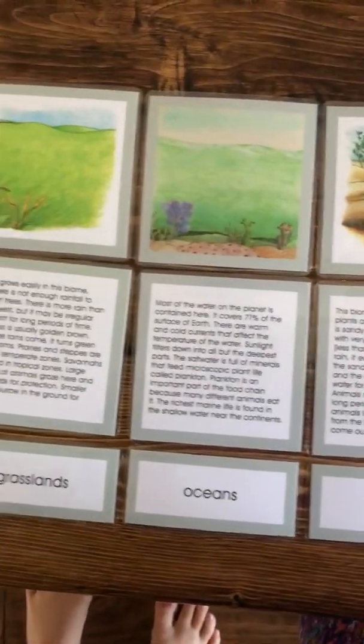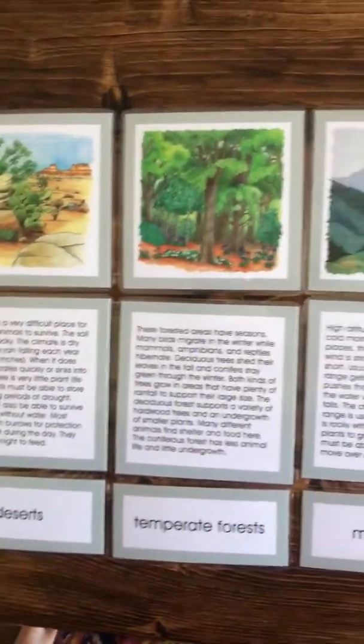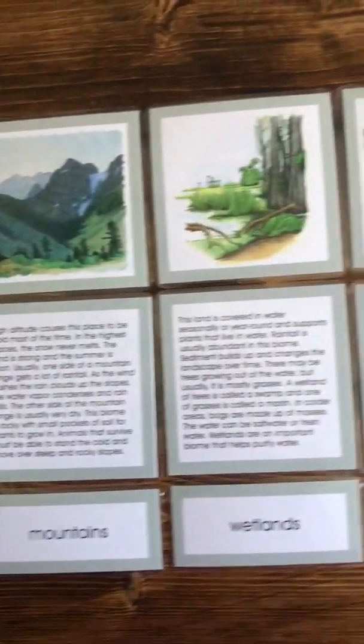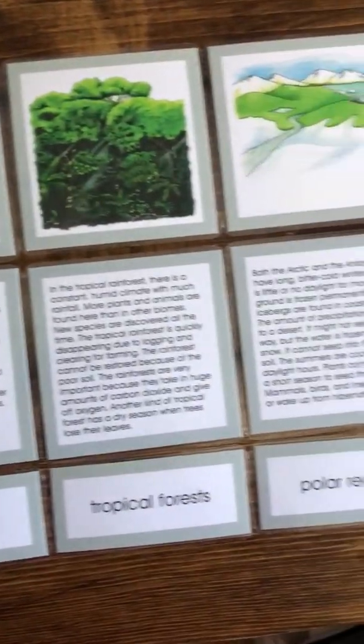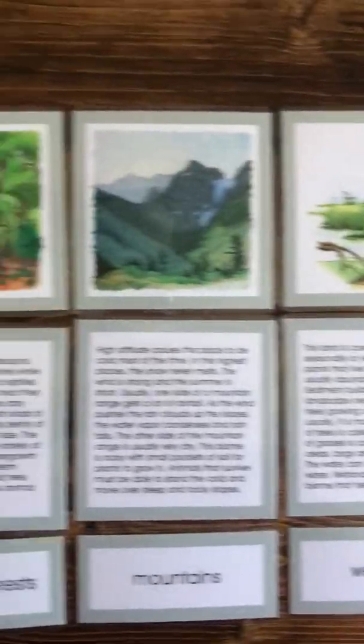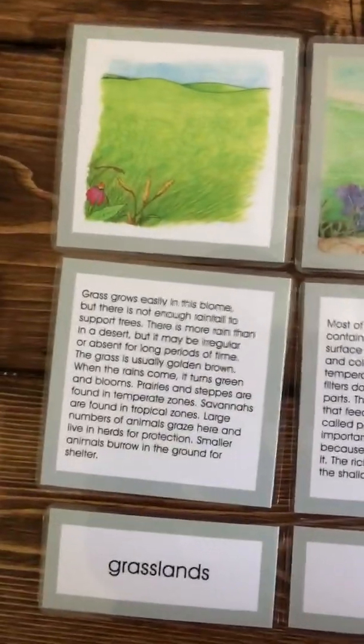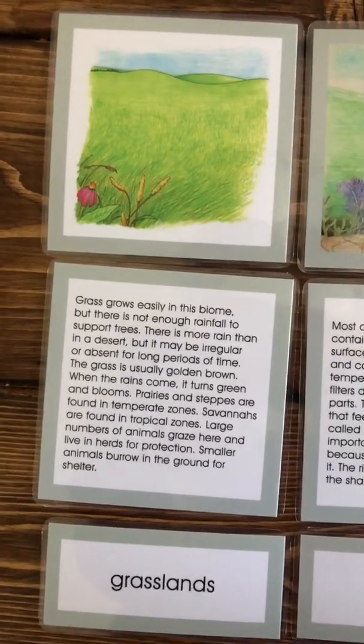Good morning. Today we are going to take a look at some of the different types of biomes. We have been over the different parts of biomes and what a biome is. So today we're going to review some of the types of biomes. So the first one is grasslands.